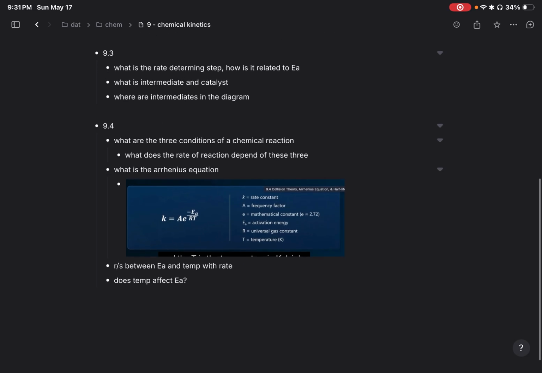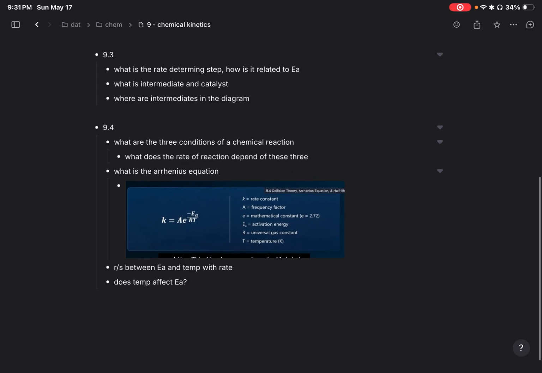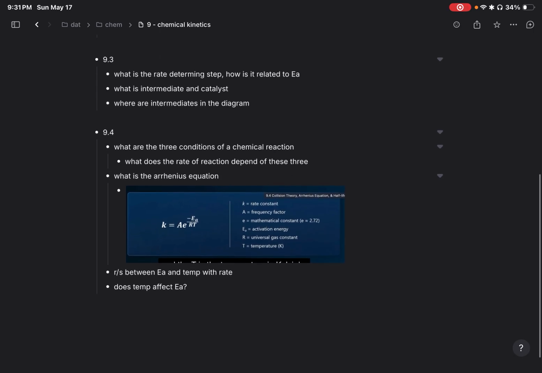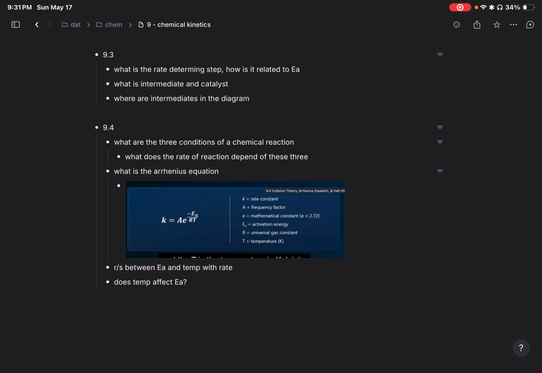What are 3 conditions of chemical reactions? First, they have to have enough energy to overcome EA. So these molecules have to have energy. Next, they have to orient themselves properly, the proper shape, like they have to hit each other the right way. And the last one is, I forgot, effective collisions. What does that mean? So it says proper orientation, sufficient energy, and effective collisions.